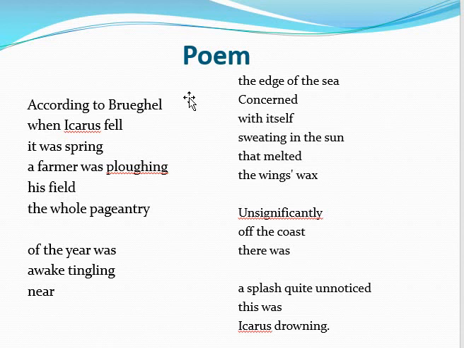Here you can see the exact wording of the poem. So let me recite it. According to Bruegel, when Icarus fell, it was spring. A farmer was plowing his field. The whole pageantry of the year was awake, tingling near the edge of the sea, concerned with itself. Sweating in the sun, that melted the wing's wax. Insignificantly off the coast there was a splash quite unnoticed. This was Icarus drowning. So this was the whole poem.